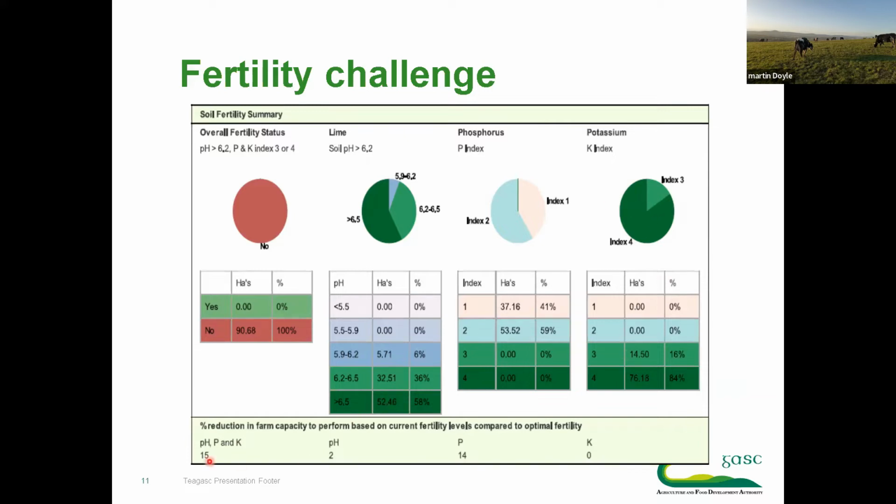So the last one here is this box here. It explains what these pie charts mean. And on this farm, there's a 15% reduction in capacity, we say, to grow grass to produce on the farm. So if I got 15% less change from a shopkeeper, I'd be disappointed. And I wouldn't be going back. So 15% does mean a lot, and that's what we need to try and improve.